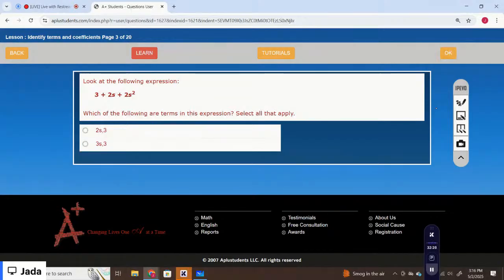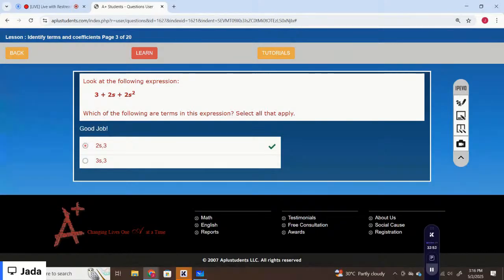Look at the following expression: 3 plus 2s plus 2s square. Which of the following are terms in the expression? 2s and 3 are the terms. Option number 1 is the correct option.